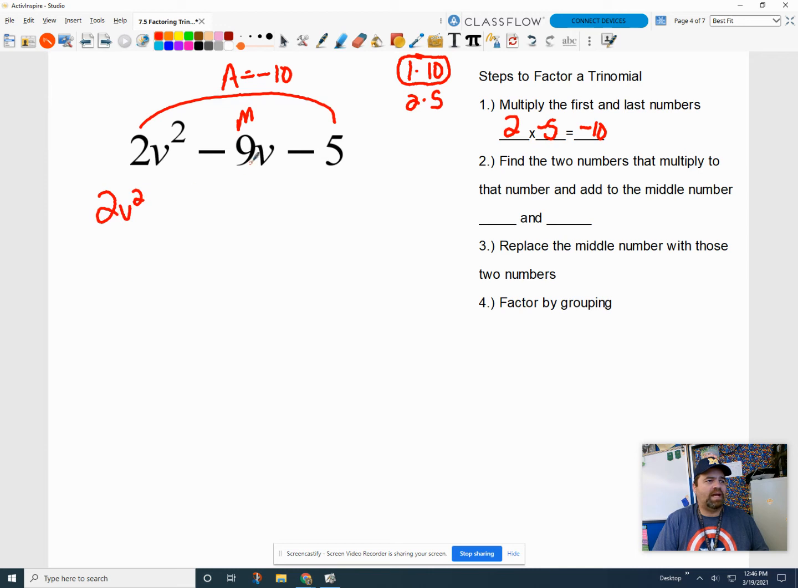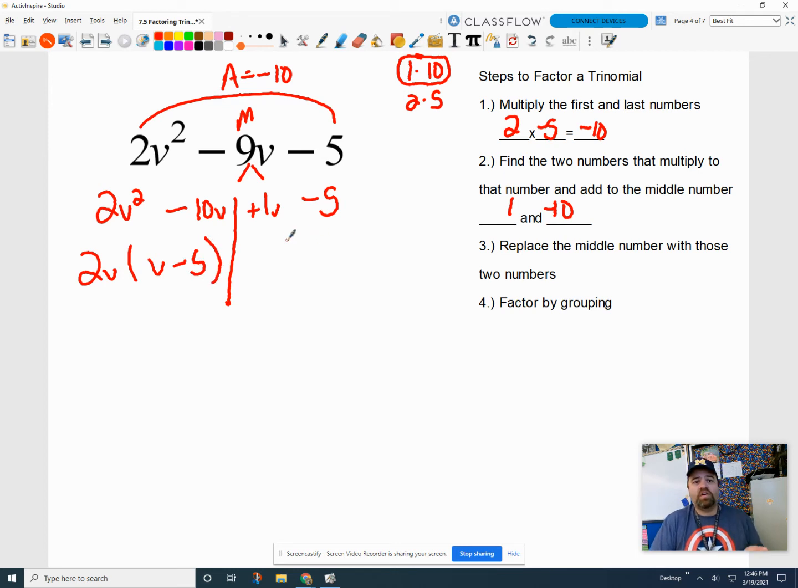So I'm going to split that 9 into negative 10v plus 1v. Okay, cut it in half. So this is divisible by 2v. That leaves v minus 5. Now the second half is already v minus 5, but I need that greatest common factor out front to piece together my answer. You can always divide out a 1. So my factored answers are 2v plus 1, v minus 5.